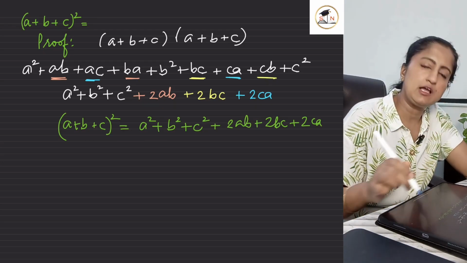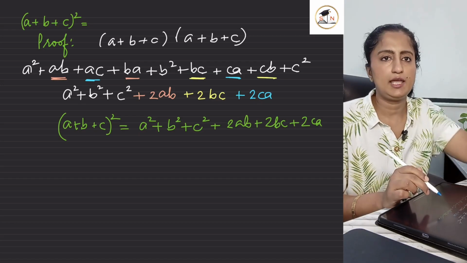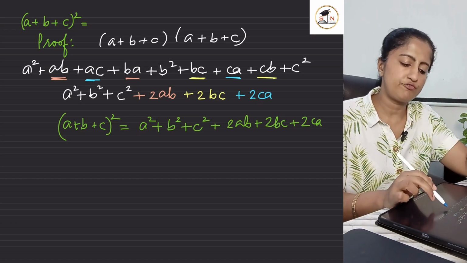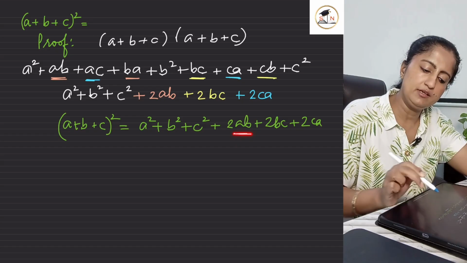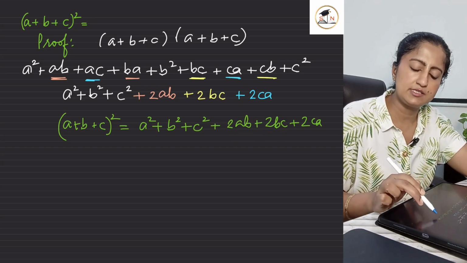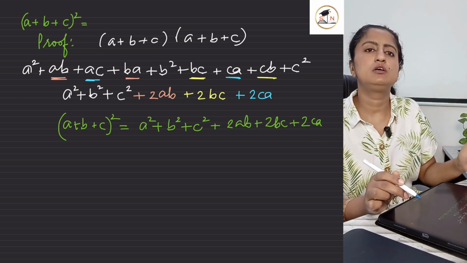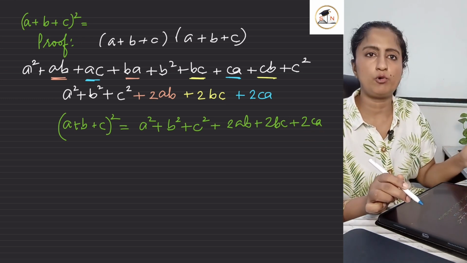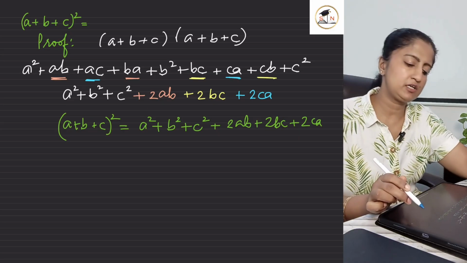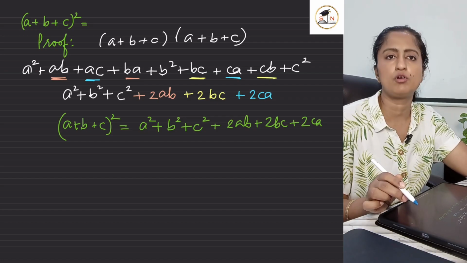And moreover, see how I have written the expansion. It is in a cyclic order. A, B, C. So first we get ab. Then continuing with b, we get bc. Continuing with c, we get ca. I suggest always maintain the order because it will help you to avoid any confusion whether you have actually used that term, that product, or not.